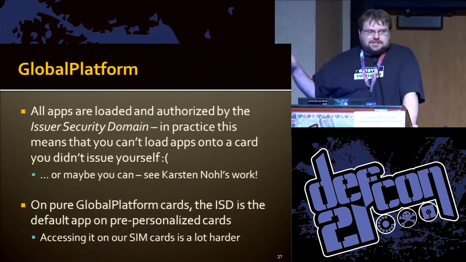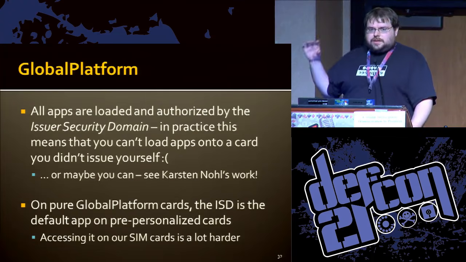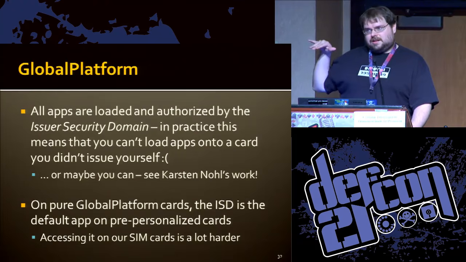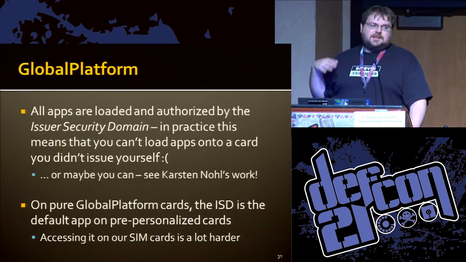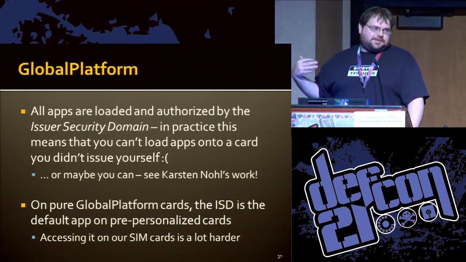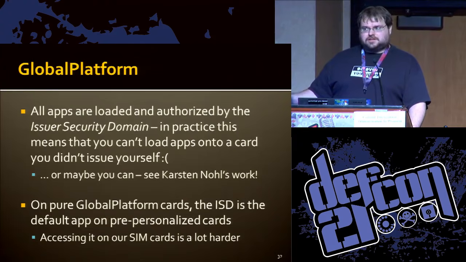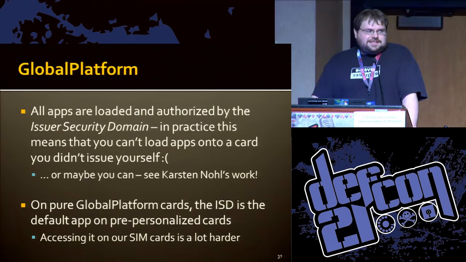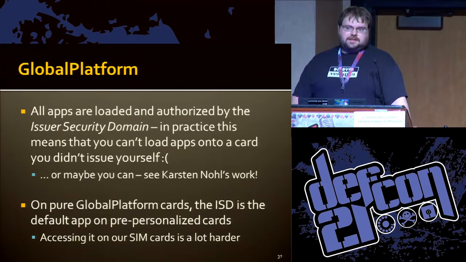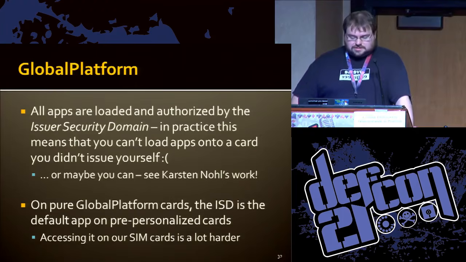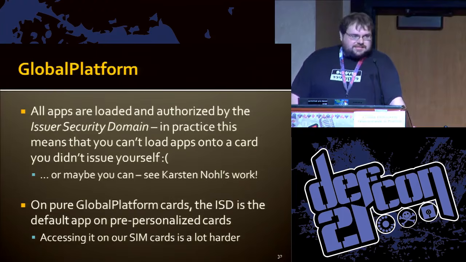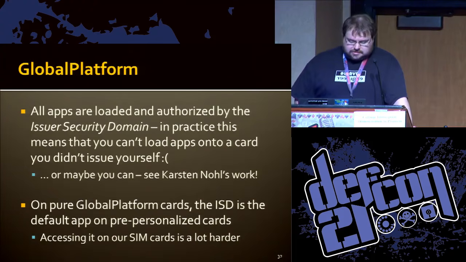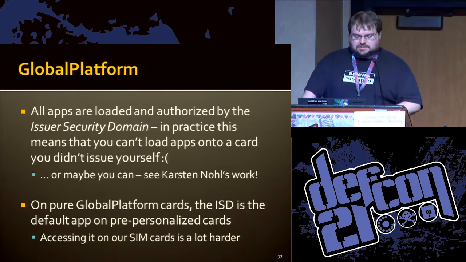So going back to Global Platform, when you have a standard unprovisioned, unpersonalized Java card, the issuer security domain is the default app on the card. So you can just say, hey, install this and set all these keys. But accessing it on our SIM was much harder because the GSM SIM app was the default app, and we couldn't even select the Global Platform app. It was totally inaccessible over the standard APDUs. So we wanted to figure out exactly how this operated.